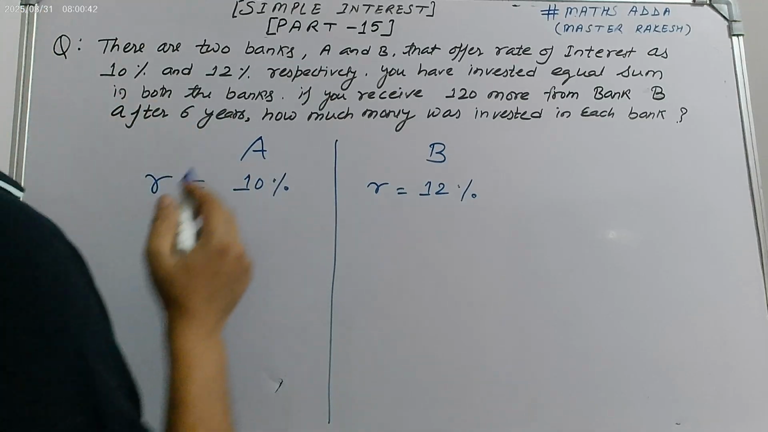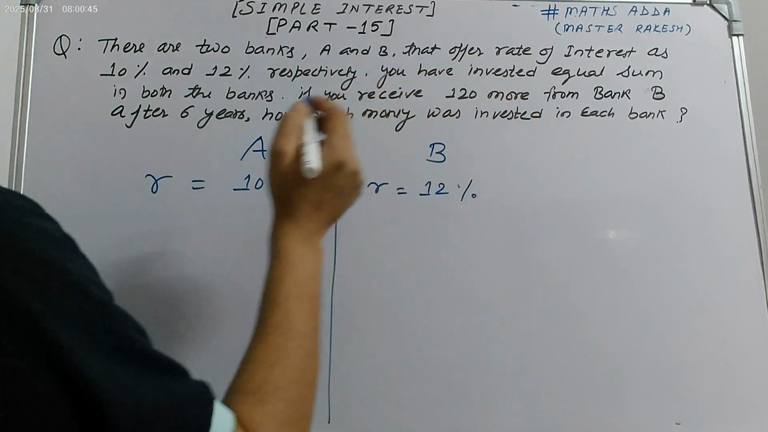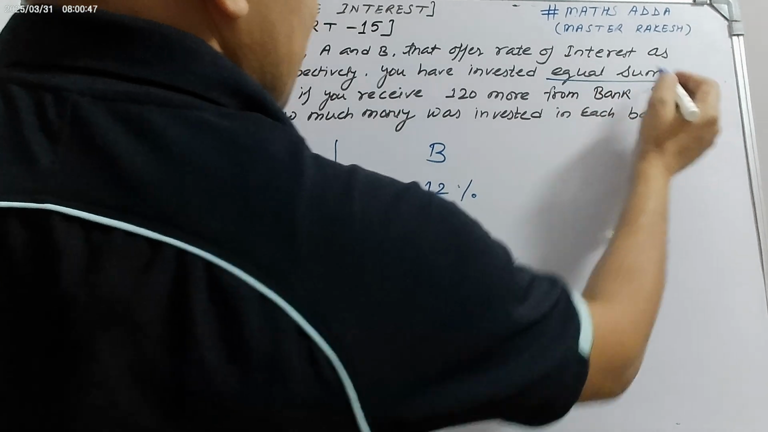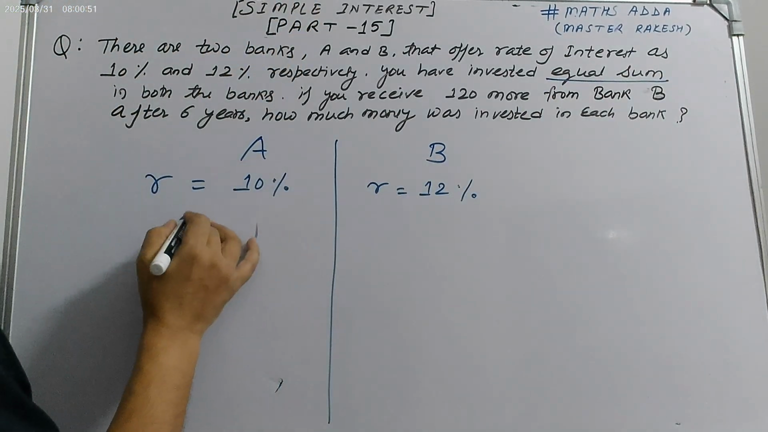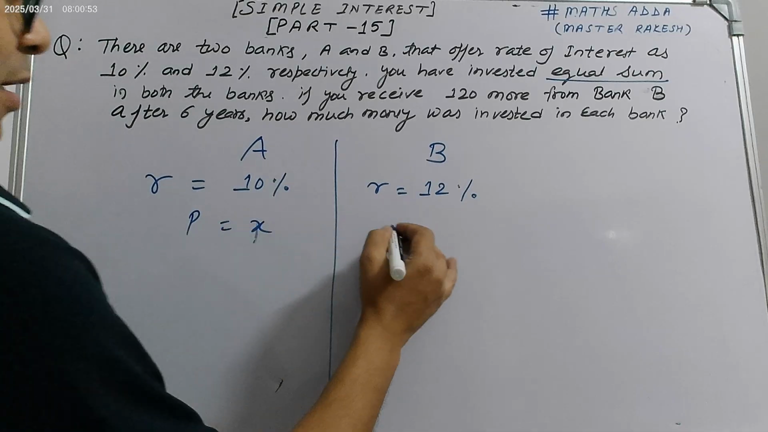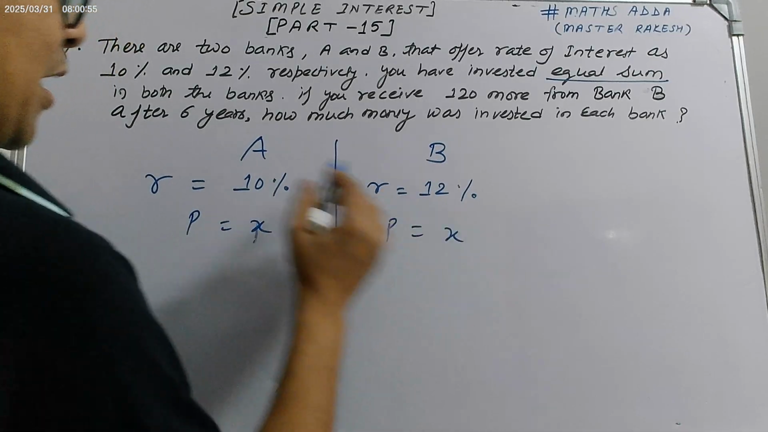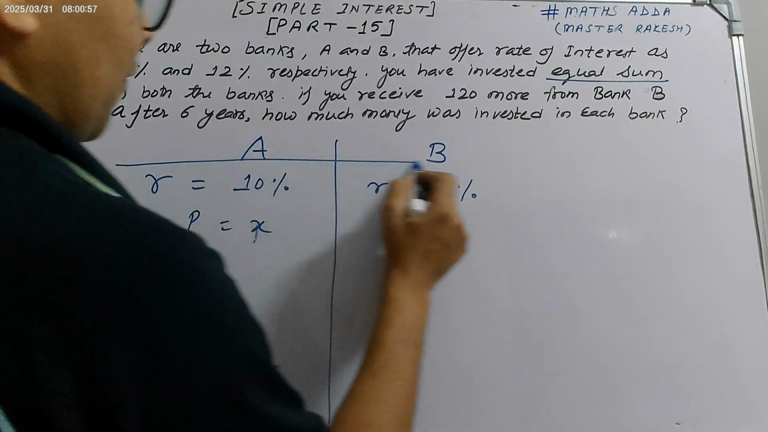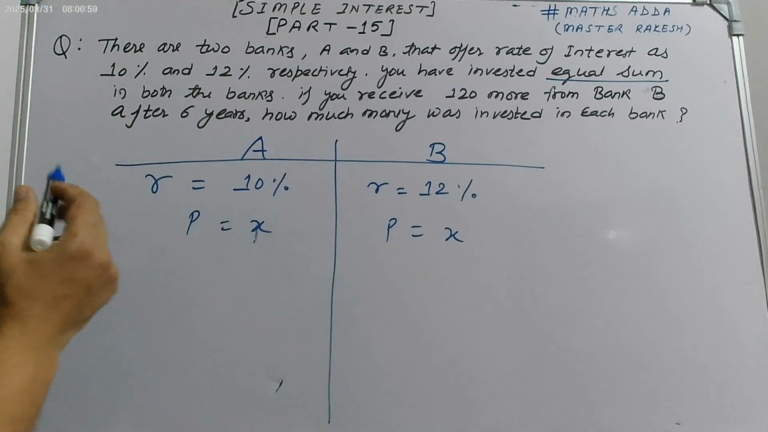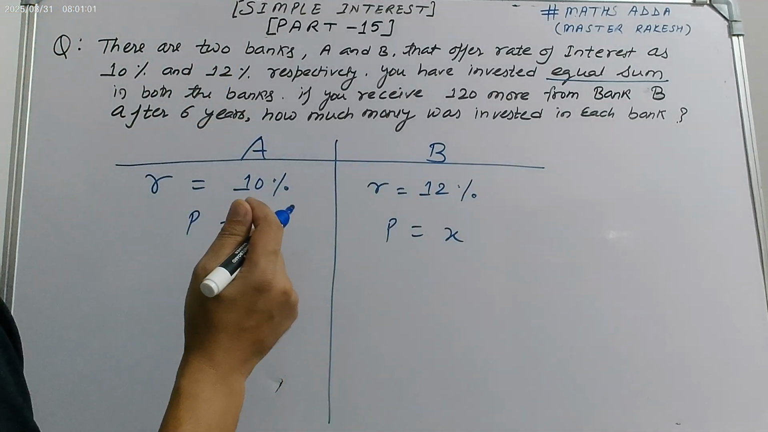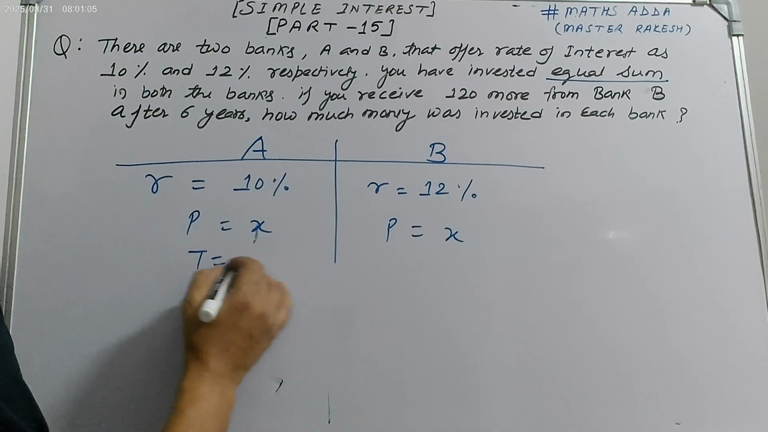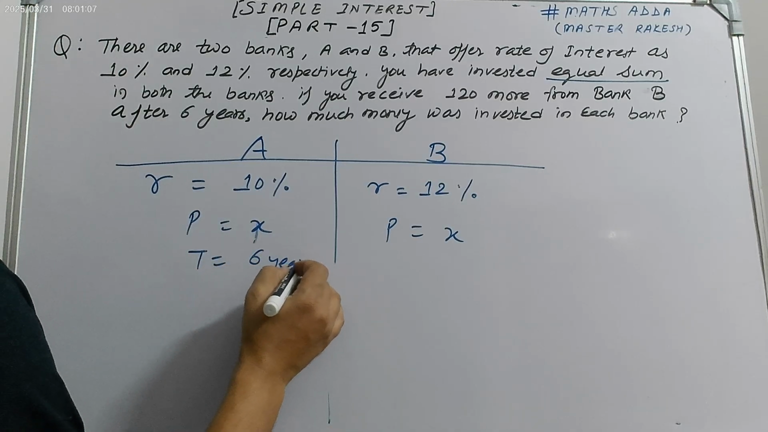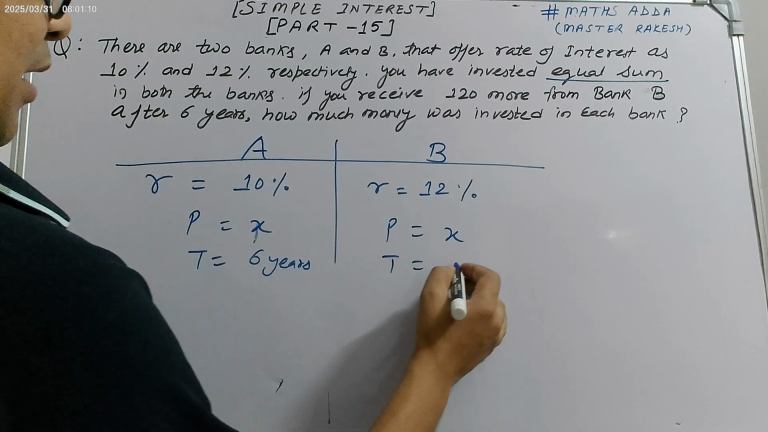So you have invested an equal sum in both banks. Equal sum means equal principal. Here let the principal be x, and here also the principal is x. Investment means principal, borrowed money or investment means principal. If you receive 120 more from bank B after 6 years, so the time period is 6 years, and here also the time period is 6 years.